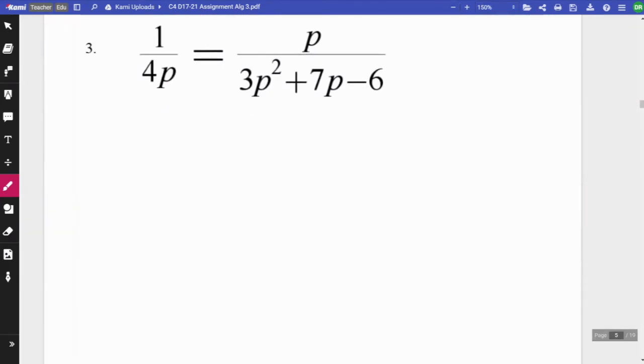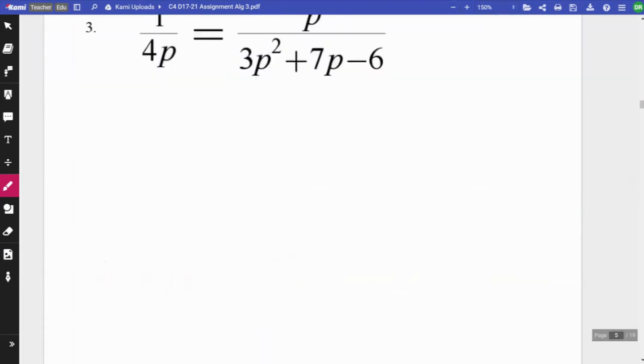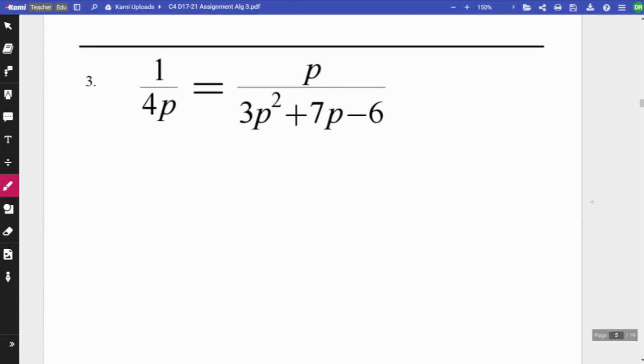And here's another example. This looks a lot beefier. However, we should recognize right away we have a fraction equals a fraction. So I don't want to overcomplicate things, just cross multiply. This would be 4p times p is 4p squared. This is 1 times that chunk, and it's all just going to be that chunk. 3p squared plus 7p minus 6.